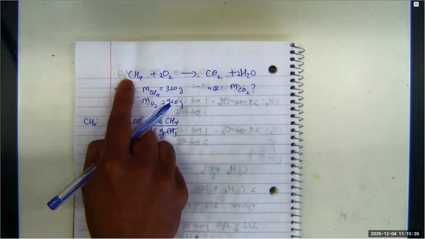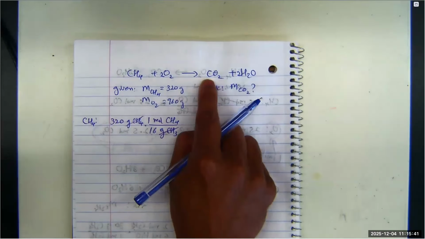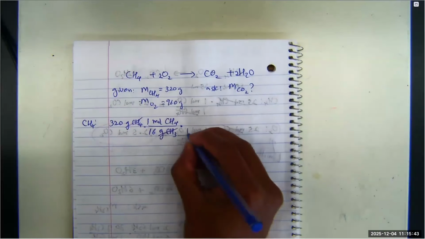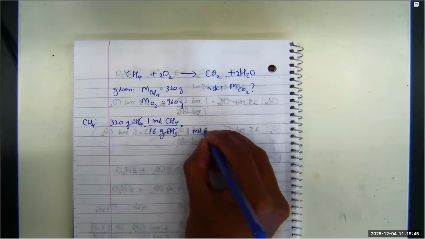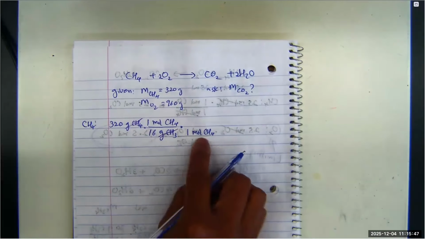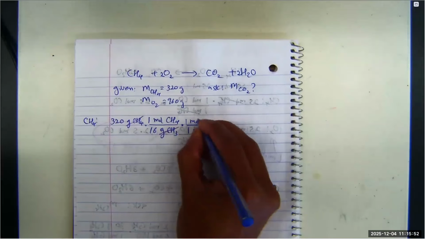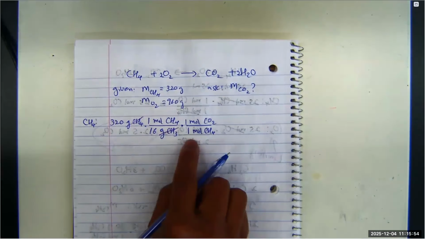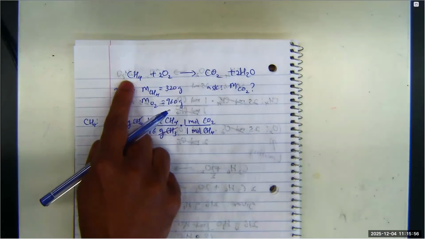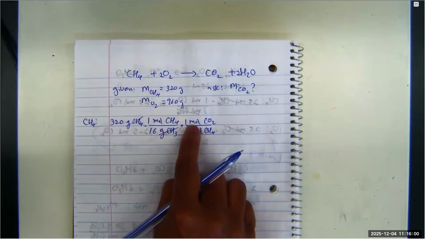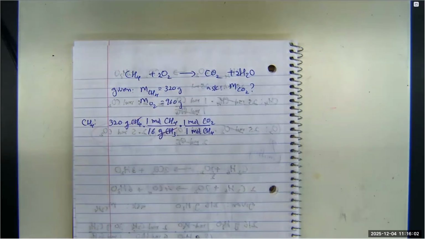We see that with 1 mole of CH4, I'm going to get 1 mole of CO2. So I'm going to write that down. With 1 mole of CH4, I'm going to write that in the denominator so that I can cancel it out. I'm going to get 1 mole of CO2. Once again, where did this 1 come from? That's the coefficient in front of CH4, that is 1. And the coefficient in front of CO2 is 1. That's where this 1 came from.